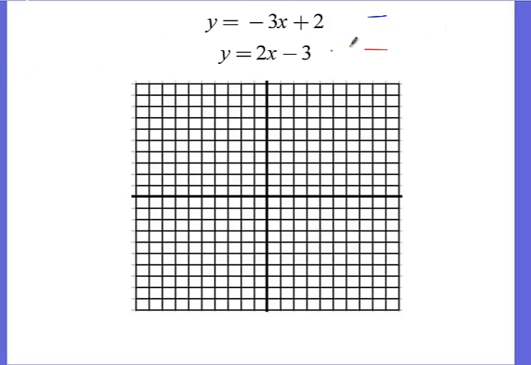I'm going to graph the top one blue, the bottom one red. So the top one, it's y equals negative 3x plus 2. We're going to graph up here at positive 2, which is our y-intercept, and our slope is negative 3. We're going to go down 3 to the right 1, down 3 to the right 1.